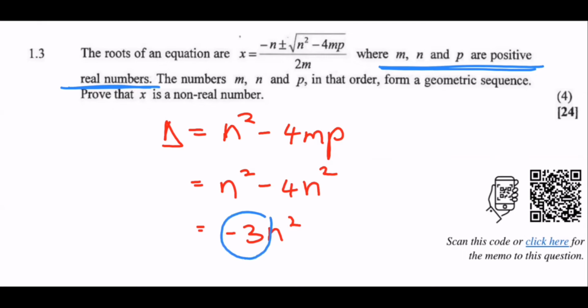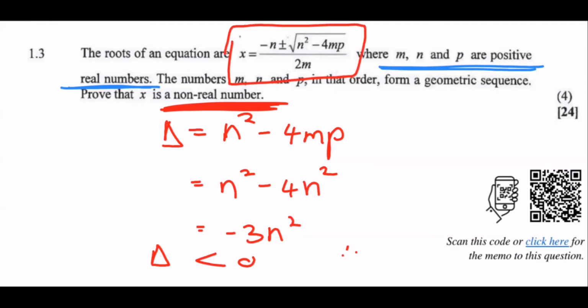But once you multiply that positive number with negative 3, then it changes to a negative real number. Which means that delta will therefore be less than 0 for all real values of n, and therefore this equation for x will always have non-real roots because delta is always going to be less than 0.